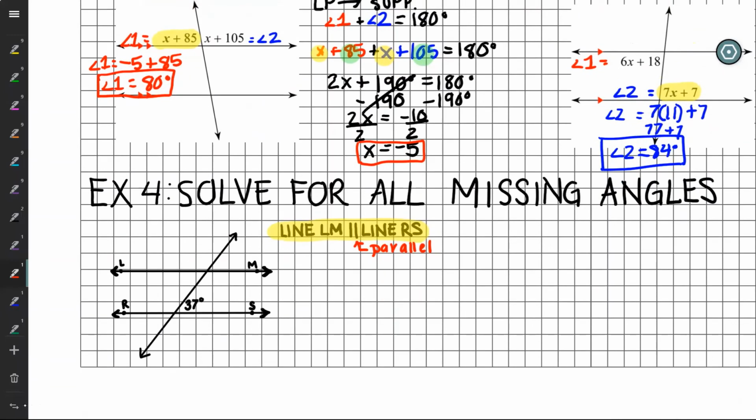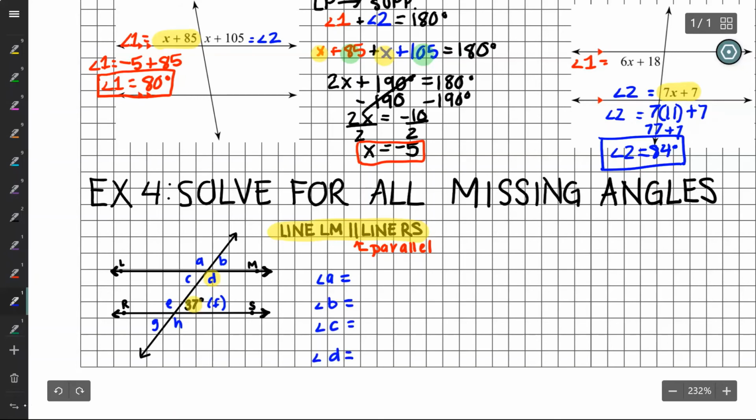Corresponding angles, I'm going to highlight those. These two are corresponding. And I'm going to go through and label these with letters. So A, B, C, D, E, F, G, and H. So angle A equals, angle B equals, angle C equals, and angle D equals, angle E equals, we know what angle F is, angle G equals, and angle H equals.